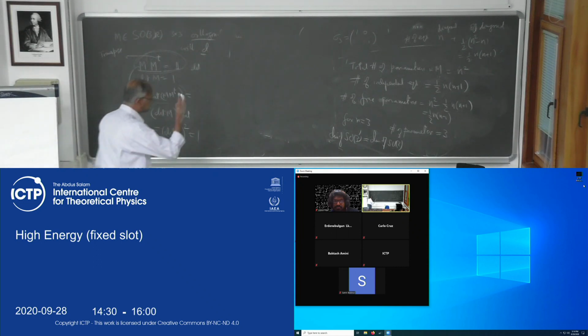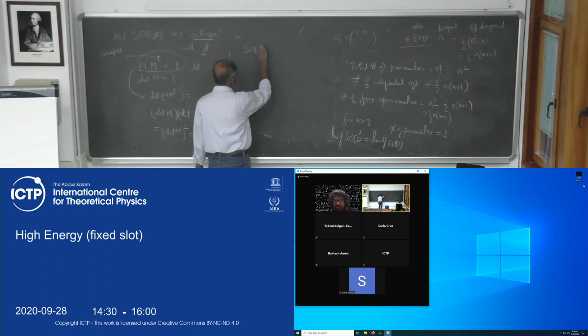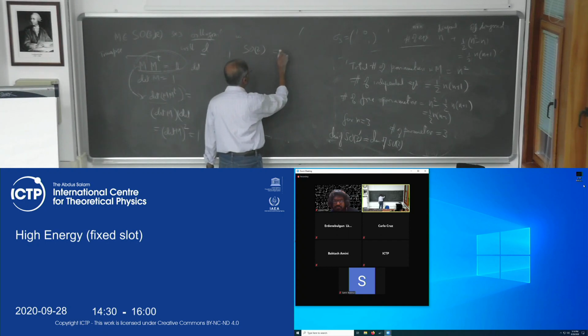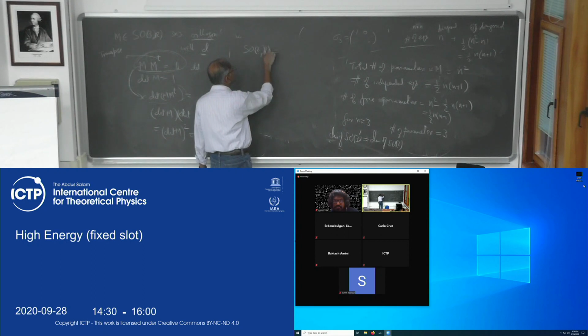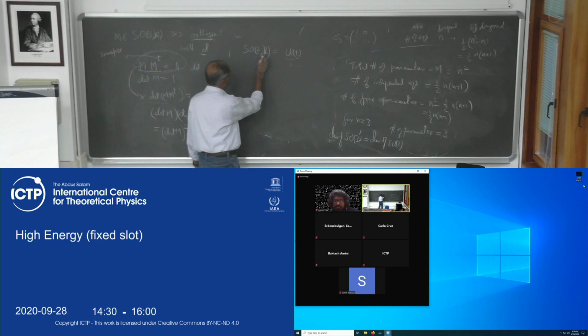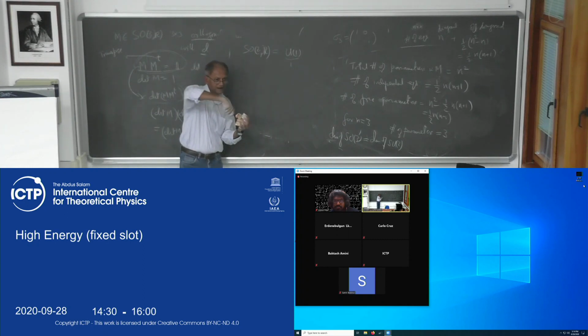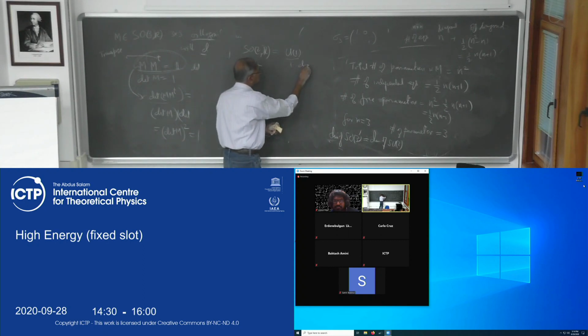No. What we saw before, a few lectures ago, last week, was that SO2, not SO3, was the same as SO2(R), which was the same as U1. That was one-dimensional, and SO2 was just a rotation in a plane. Only one angle is there, so it's also one-dimensional. Both are one-dimensional.